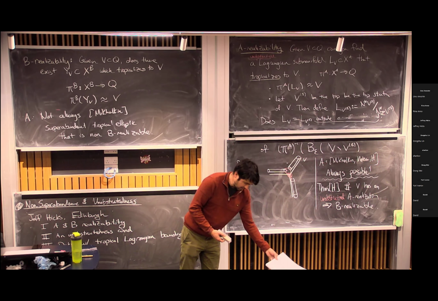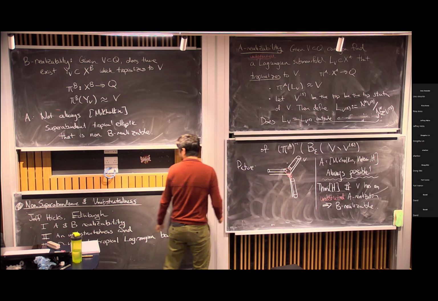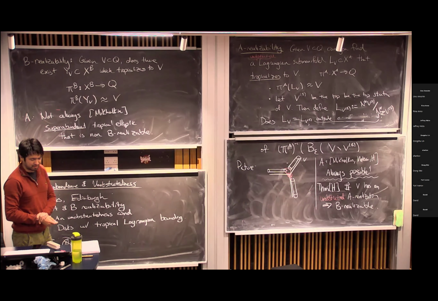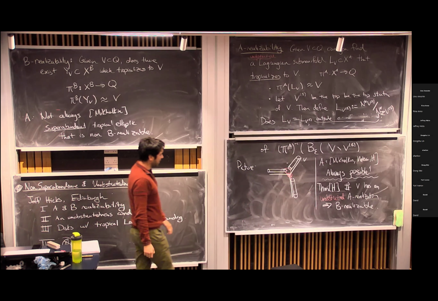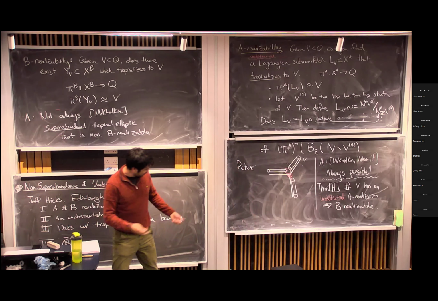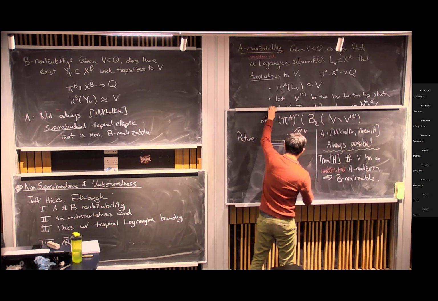So today what we'll be talking about is this unobstructedness condition and how it relates to superabundance, which is this condition over here. Conjecturally, the conjecture that you would make, which I'm working on, is that B realizability occurs if and only if A realizability happens.